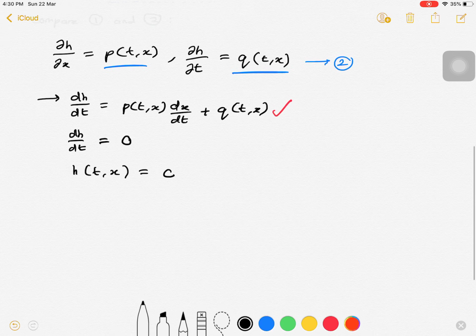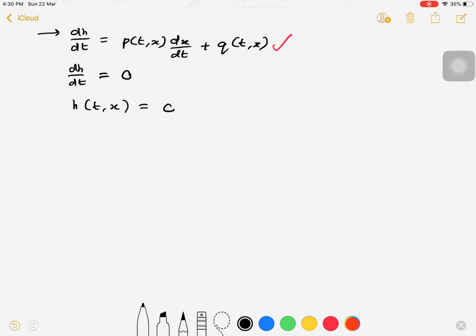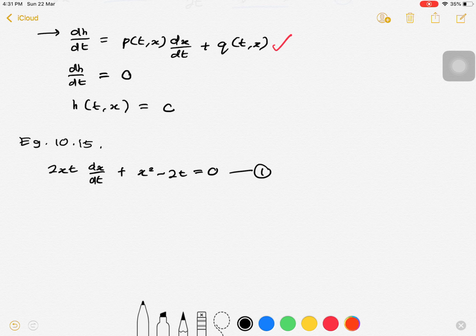To further understand this concept, we can try example 10.15. Again, we are given the equation 2xt dx dt plus x square minus 2t equal to 0. We make this equation 1. What do we want to find in this problem? Again it is similar. We want to find the exact equation h(t, x).